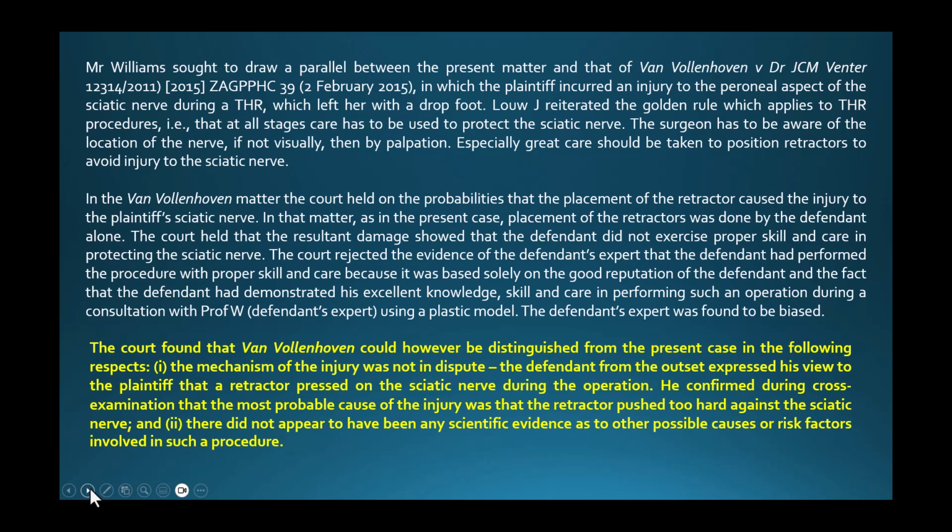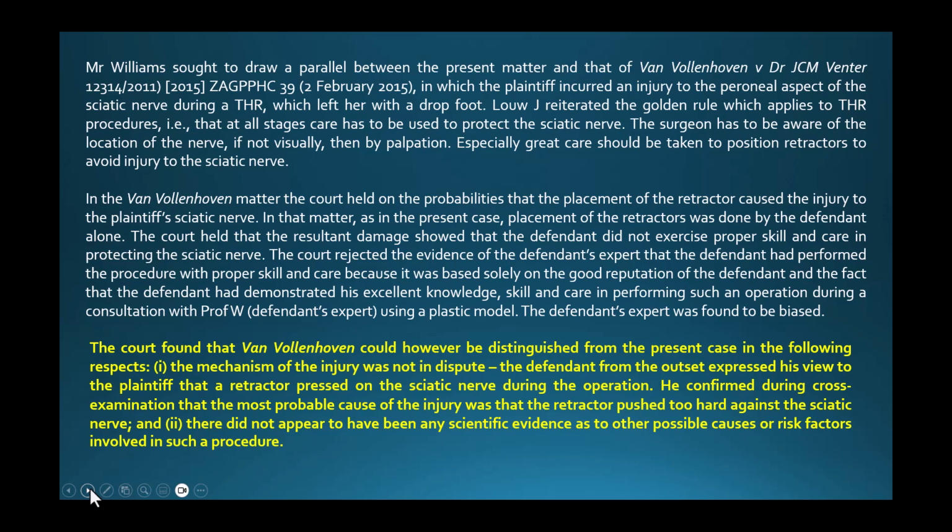Low J reiterated the golden rule, which applies to THR procedures, i.e., that at all stages care has to be used to protect the sciatic nerve. The surgeon has to be aware of the location of the nerve, if not visually, then by palpation. Especially great care should be taken to position retractors to avoid injury to the sciatic nerve. In the Van Vollenhoven matter, the court held on the probabilities that the placement of the retractor caused the injury to the plaintiff's sciatic nerve.